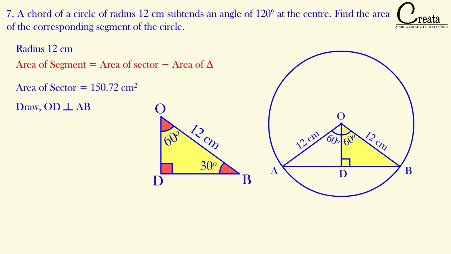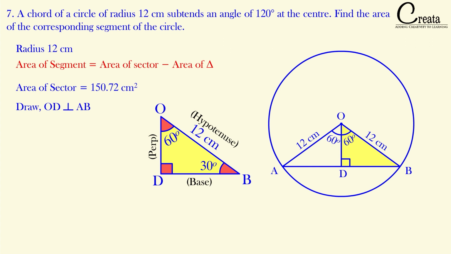Now we will find the two sides of the triangle. One side, that is the hypotenuse, is given as 12 centimeter. We will find OD and DB through trigonometry. Here OD is the perpendicular and DB is the base, and angle 30 degree is the trigonometric angle. The side opposite to the trigonometric angle is the perpendicular, the side opposite to the 90 degree angle is the hypotenuse, and the remaining side DB is the base. The same concept we have covered in the trigonometry chapter.